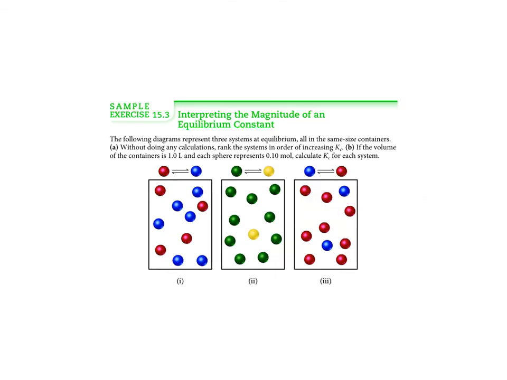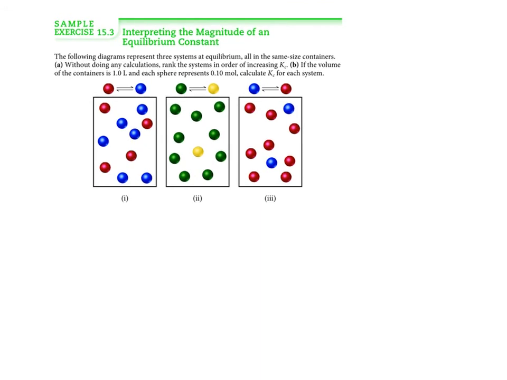So unfortunately you don't have this picture in your notes, but we are going to practice interpreting the magnitude of an equilibrium constant. Move this up here. Okay, so the following diagrams represent three systems, all at equilibrium, all in the same size containers. So without doing any calculations, we're going to rank the systems in order of increasing equilibrium constants.